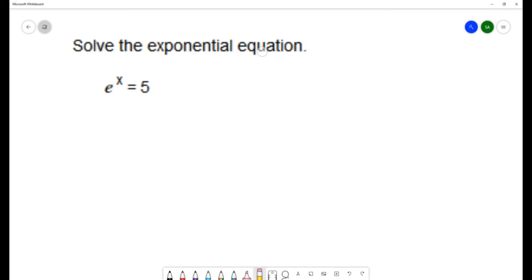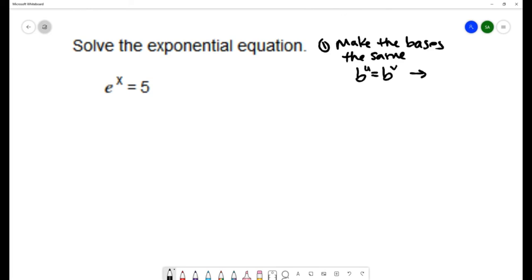Solve the exponential equation e to the x equals 5. Now, there are three different main methods that I typically use to solve exponential equations. And the first one is to make the bases the same. And when you make the bases the same, you get something like b to the u equals b to the v, and you're able to simplify the equation to u equals v.